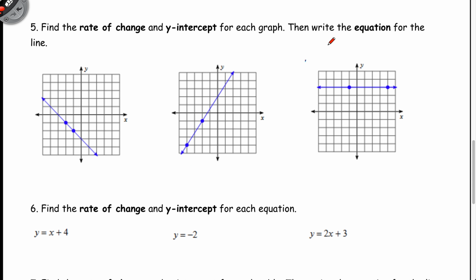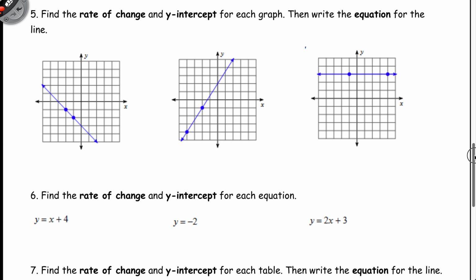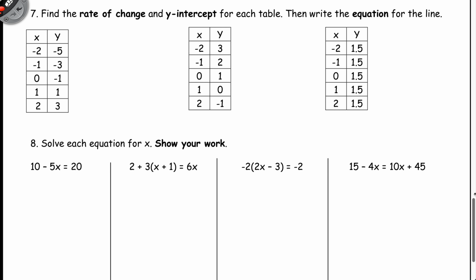All right, let's look at number 7. I'm going to move this down. 7 and 8. Rate of change, y-intercept, equation, all the same thing. So the first thing you want to do is find the pattern. This side is going up by plus 1. This side is going up by plus 2. So my rate of change is 2 over 1, or we can just say 2.